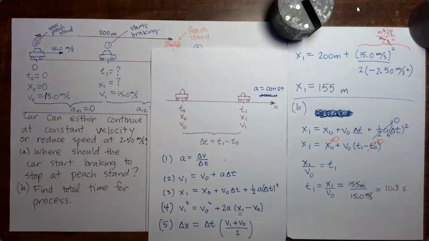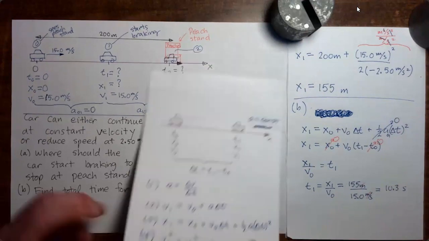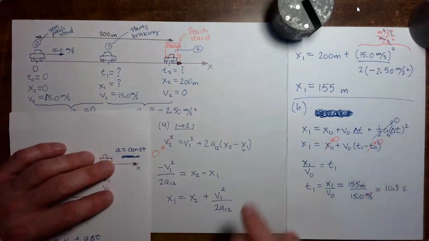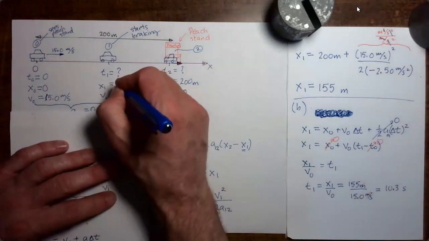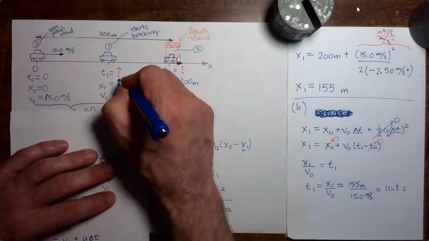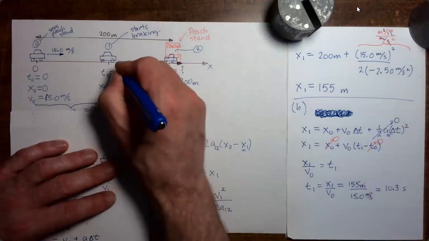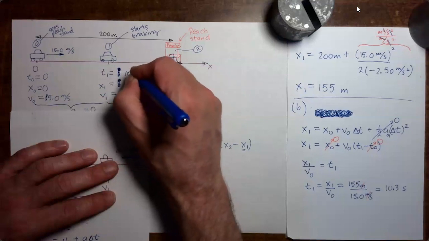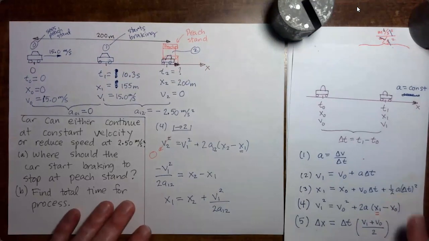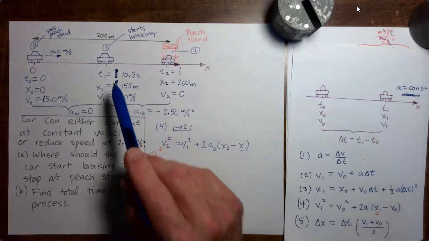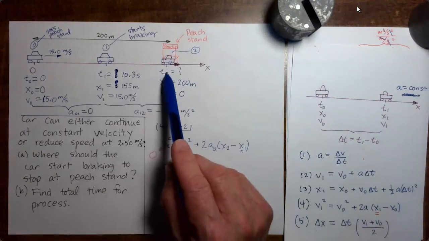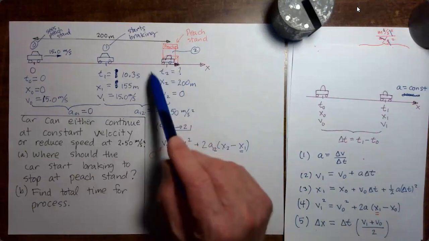Okay, so now we have time 1. And when I get these intermediate values, I like to go back to the figure and put them in. So x1 I should have put in earlier. It's 155 meters. Time 1, 10.3 seconds. Now that we have time 1, we can use this same set of equations connecting moment 1 to moment 2 and try and solve for t2.